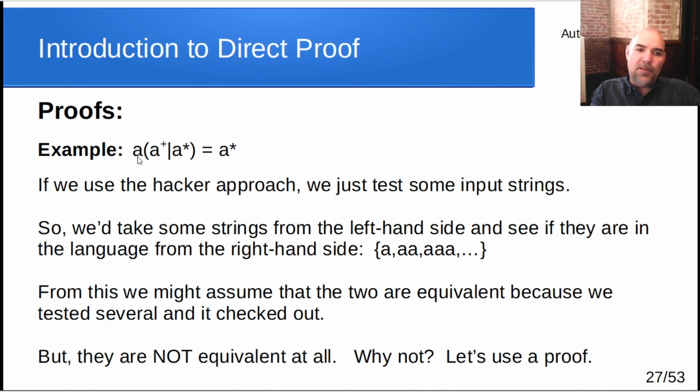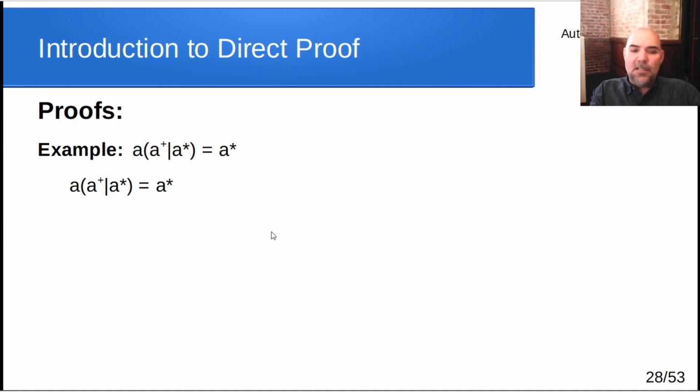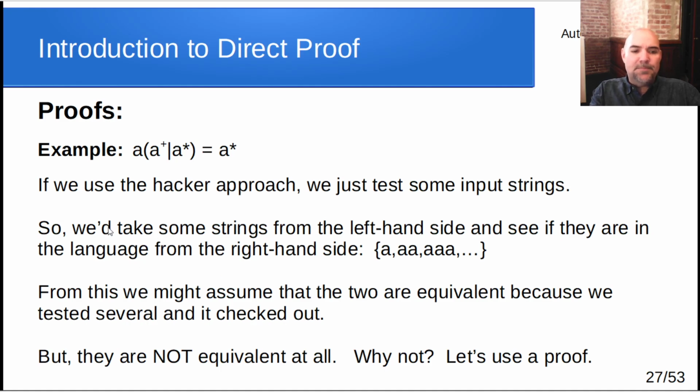So let's say here's a problem like we had earlier. We want to say, is this equivalent to that? And if we use the hacker approach and we just say, well, let's test some input strings. Let's take some strings from this and see if we can get them from that. So we might take some strings from the left-hand side and see if they are in the language from the right-hand side. So we say left-hand side, okay, I can get an A. Well, yeah, I can get an A over here. Well, I could get an AA. Yeah, I could get that over here. I could get AAA. I could get that over here.